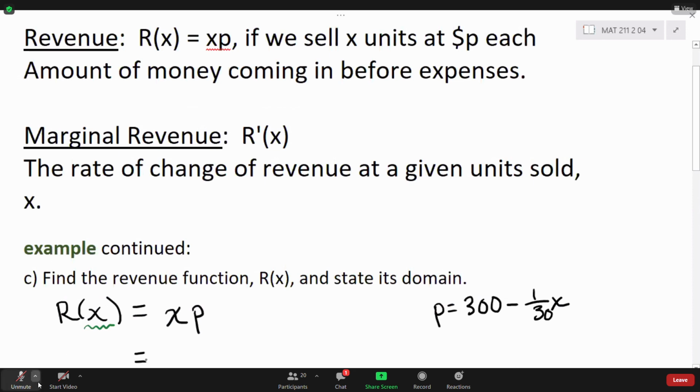So if our revenue is always X times P, units we're selling times the price per unit, that's why we wanted P as a function of X in part A. So now we have X, which is the number of units we're selling, times P.